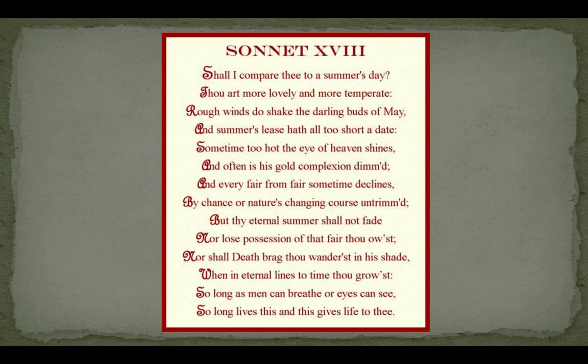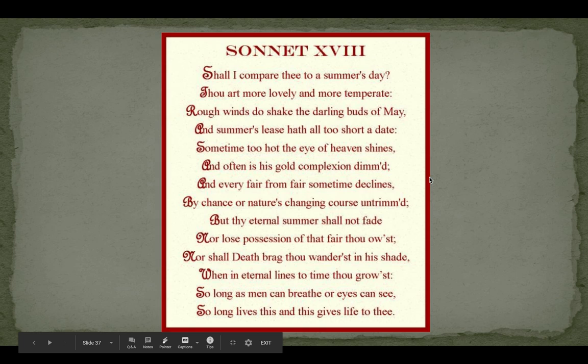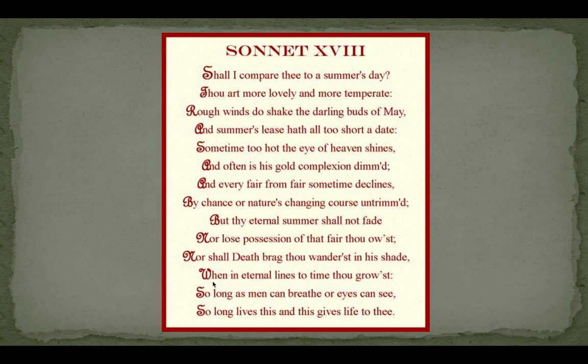So we've established our problem. We started resolving the problem here. Really, when in eternal lines to time thou growest. Now, I would say that the volta is here, but thy eternal summer shall not fade. Oh, here we have the problem, but here we have a hint of the solution. Also, that "but" really gives a hint. So there's kind of a change in tone. It's possible that you could say the volta is here, when in eternal lines to time thou growest, but it doesn't really have that feeling of a change. I'd say that volta happens here.